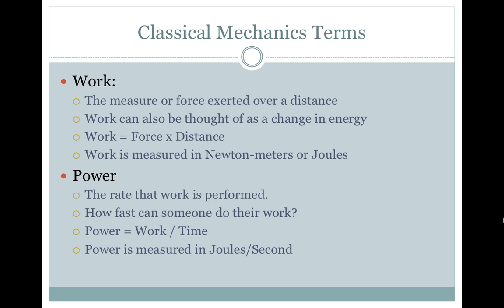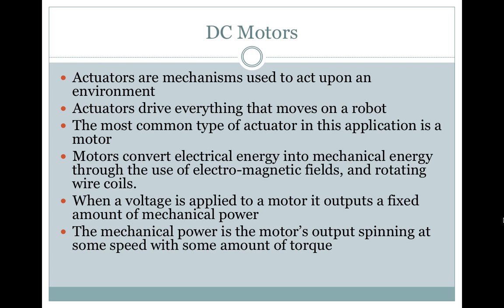Power. The rate that work is performed. How fast can someone do their work? Power equals work divided by time, and it's measured in joules per second. DC motors. Actuators are mechanisms used to act upon an environment. Actuators drive everything that moves on a robot.